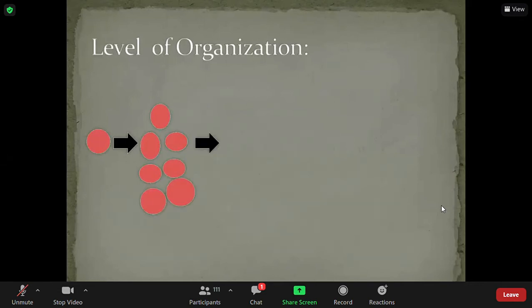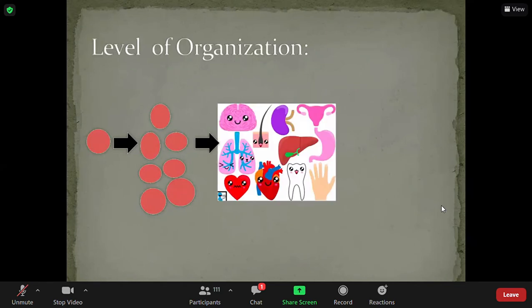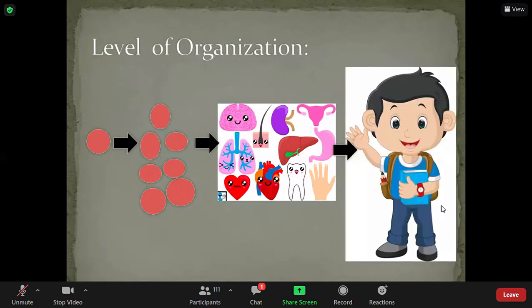A group of tissues will become organs, and a group of organs will become a system, the organ system, comprising different organ systems. Okay, so this is what you call the level of organization.